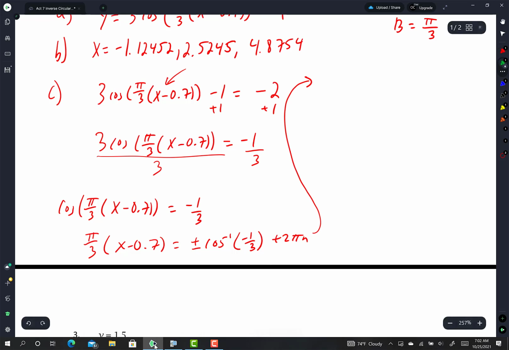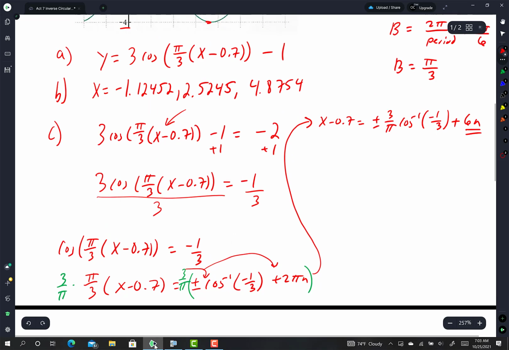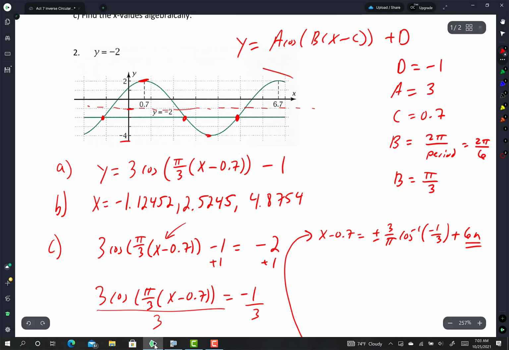Now I want to get rid of that pi over 3 there, so you're going to multiply by the reciprocal, 3 over pi. Whatever you do to one side, you do to the other. When I do that, I'm going to have x minus 0.7 equals, and let's distribute that there, plus or minus 3 over pi arc cosine of negative 1/3 plus, the pi's cancel out and you just get 6n, which you should not be surprised by, because that's the period of this function, guys. The period is 6. See, you got it right here.